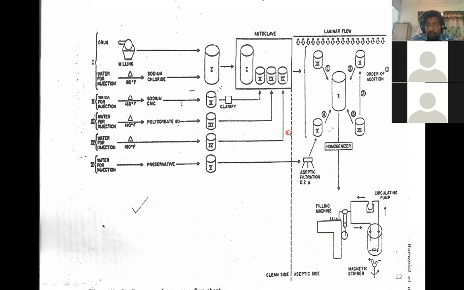You can see this division. After this division, everything is done in laminar flow and high efficiency particulate filters, and this is a completely aseptic route. So everything starting from mixing, homogenization, sterile filtration through 0.2 micrometer membrane filters, then filling, packing, sealing, everything is done in the aseptic side, right? So this is the schematic representation of how parenteral suspensions are prepared.